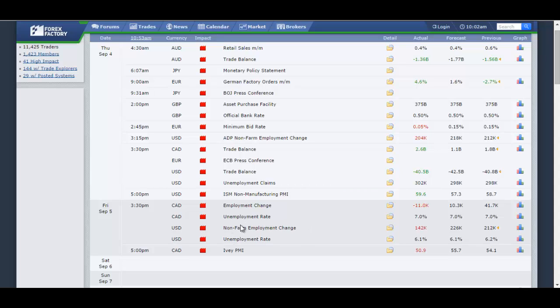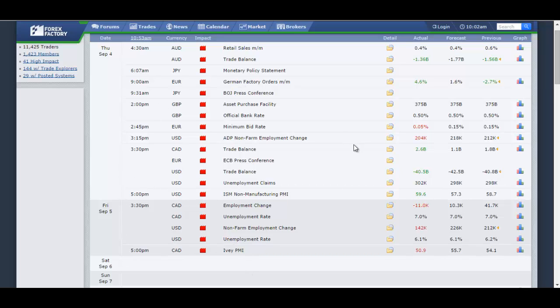That was on Friday, as well as U.S. unemployment rate, unemployment claims, trade balance, as well as ECB press conference, and a number of other announcements. You can see there was a huge block of them from Thursday to Friday. I figured it would be important for you to check that out because you can see there's quite a number of them.